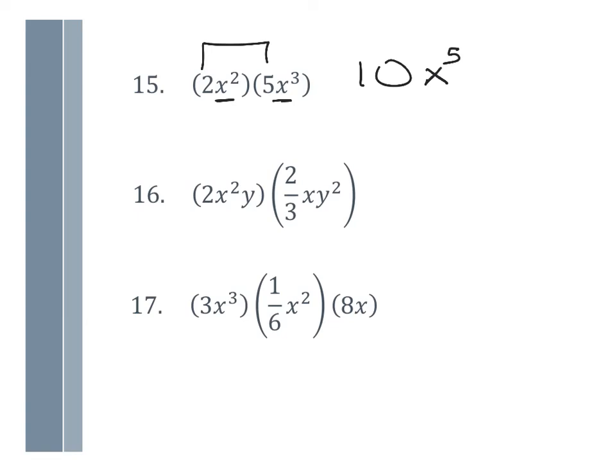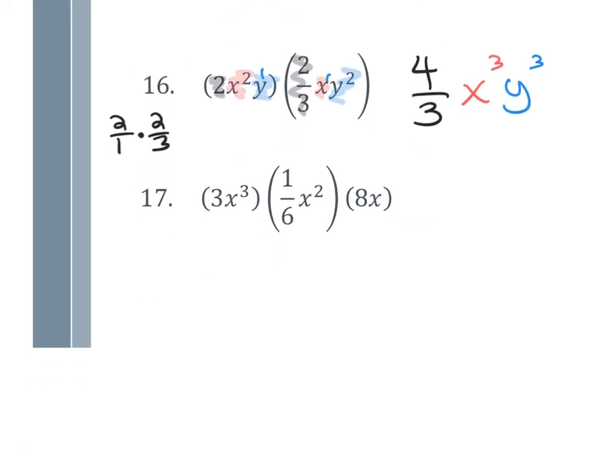For 16, again, multiply the coefficients. So I'm going to multiply 2 over 1 times 2 over 3, and I'll get 4/3. And then I'm going to go back and add up my x's. So I have an x squared and an x to the first. So that becomes x to the third. And then I have a y to the first and a y squared, and that's y cubed. 1 plus 2 is 3. Don't forget that these variables that don't have numbers, assume there's a 1 there.